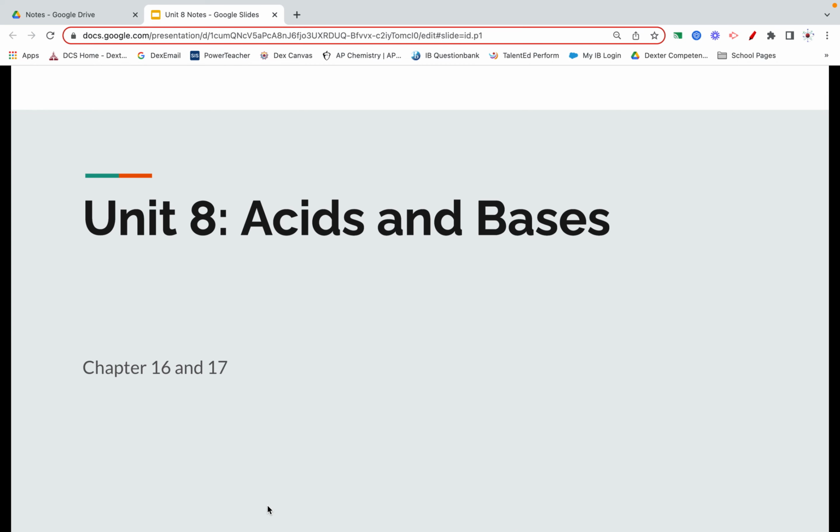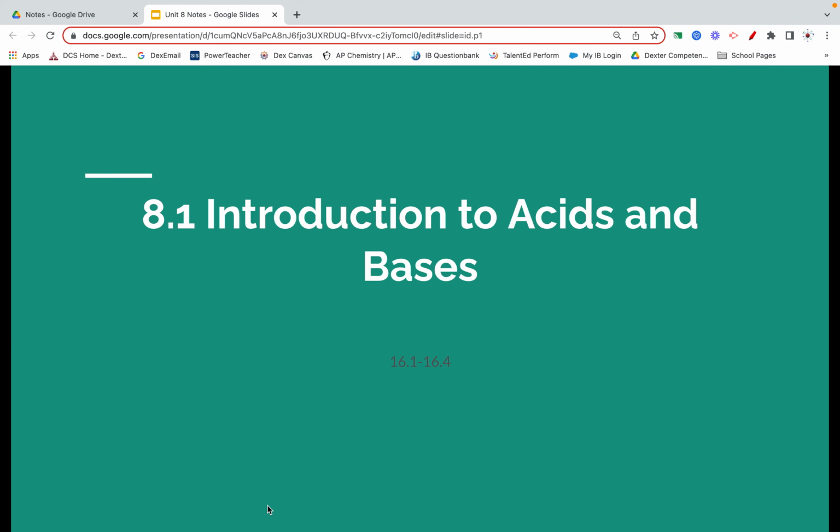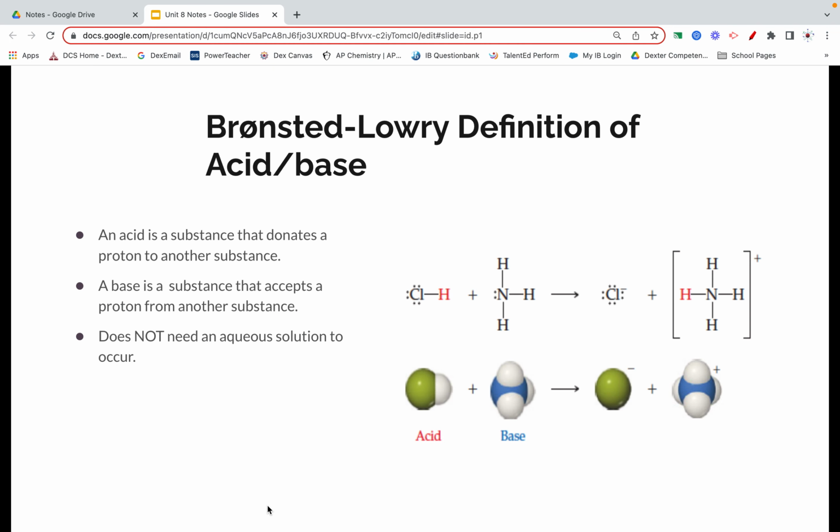Acids and bases. You can find most of the information for this in chapters 16 and 17 in your textbook. So let's start with what acids and bases are. A lot of this should be review, hopefully. We're going to focus on the Bronsted-Lowry definition of an acid and a base in this unit, which is: an acid is a substance that donates a proton. A base is one that accepts a proton.